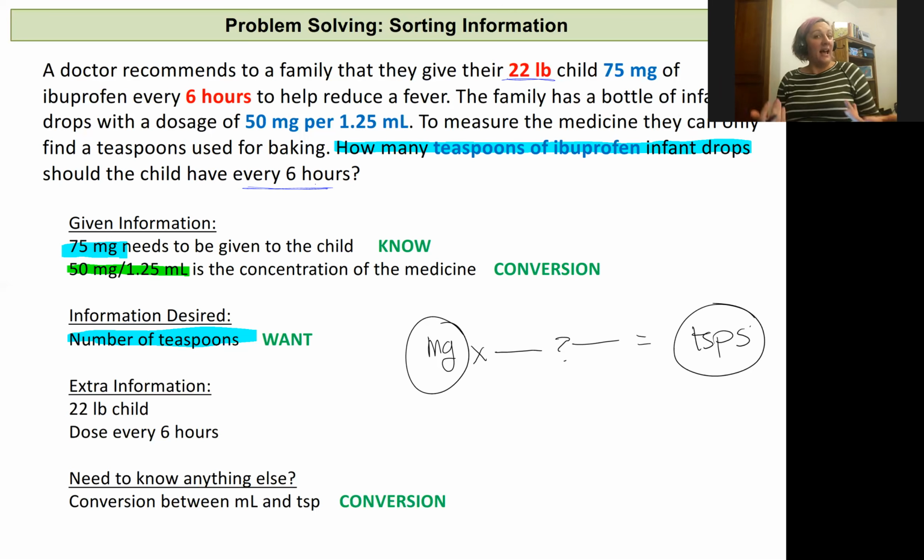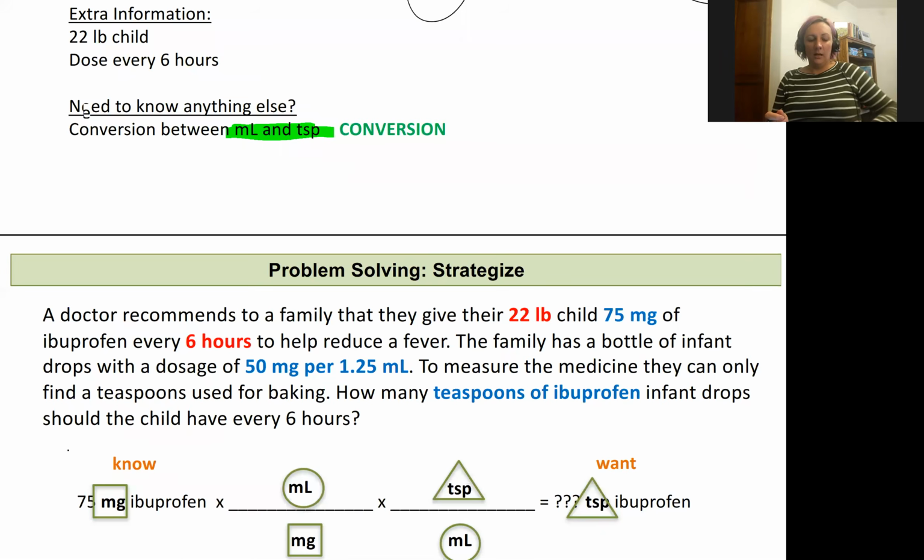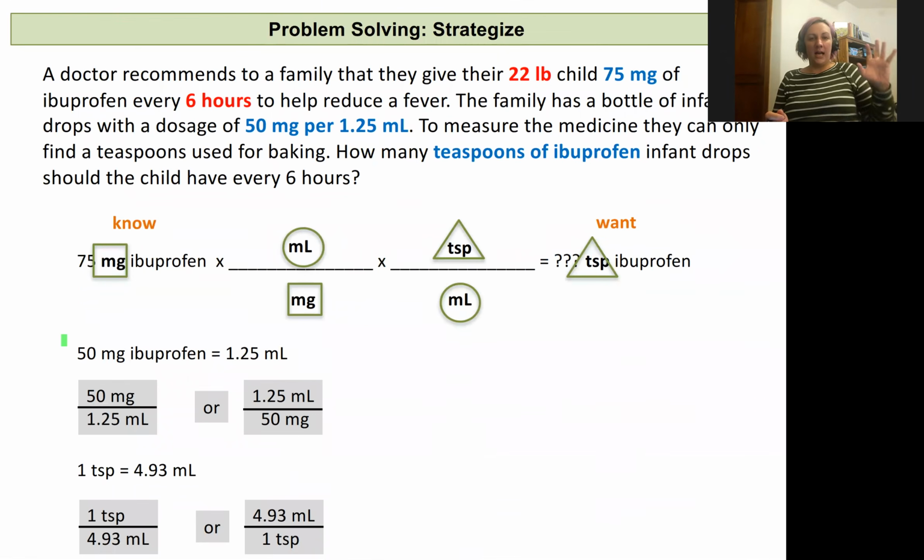Now, we might not have all of the information in the problem. We might find that there are some conversion factors we need to go look up. We'll find in this one that we're missing a conversion factor that we really need. We're going to need milliliters and teaspoons. We don't have that. So let's set this up. I always start with what I know and what I want on different sides.